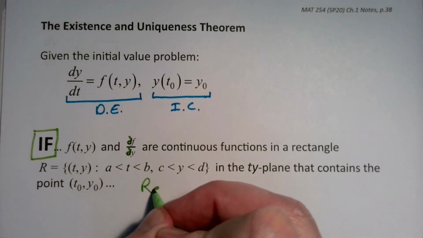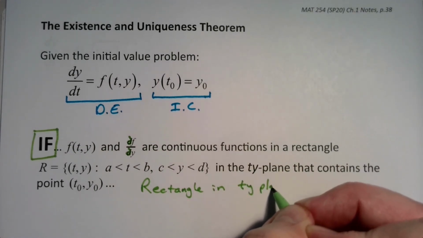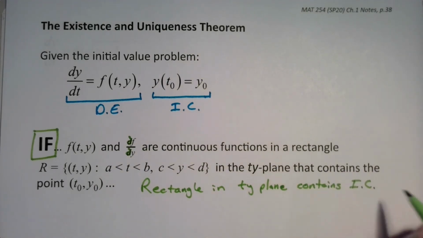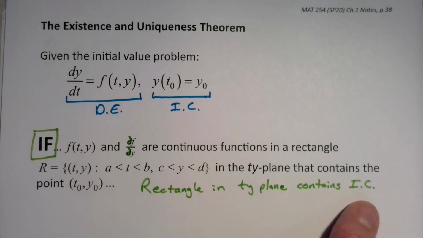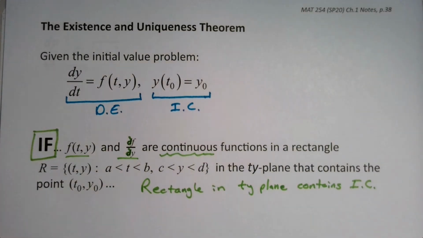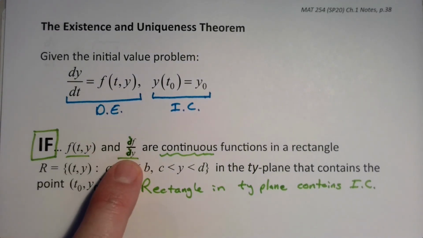So rectangle in the ty plane contains the initial condition. So if you have a rectangle in the ty plane that contains the initial condition, and these two things are true, this and this are both continuous. So similar to our polynomial example on the previous page, we have to know that there's no jumps, there's no gaps, there's no places that we have to worry about. So as long as the differential equation, and the partial derivative of that differential equation with respect to y are both continuous, then you have this rectangle.